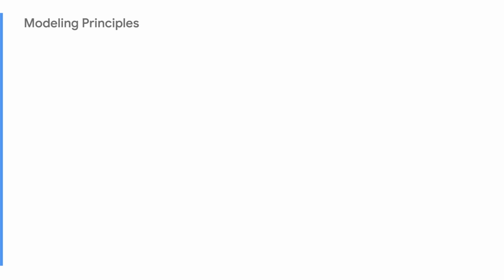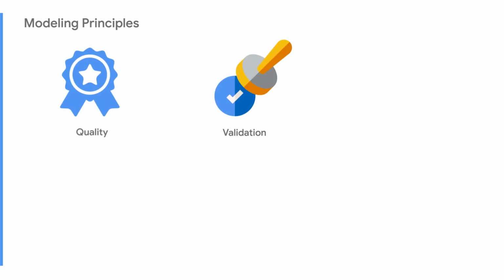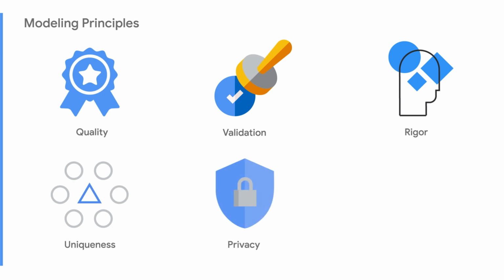Now we'll peek under the hood to see how we achieve this for you across critical modeling pillars, including quality, validation, rigor, uniqueness, privacy, and integration. Let's look at each pillar in more detail.